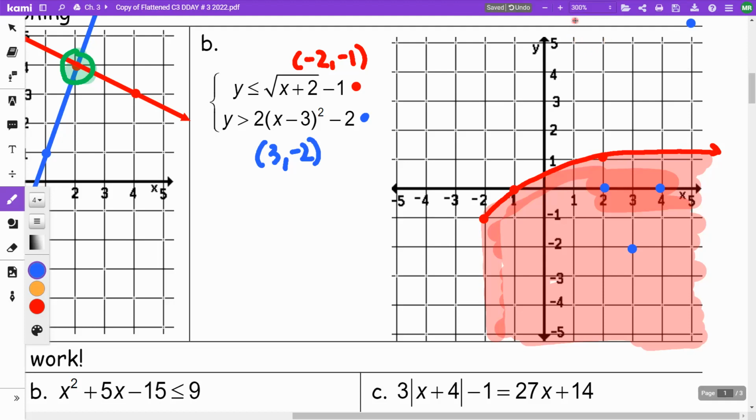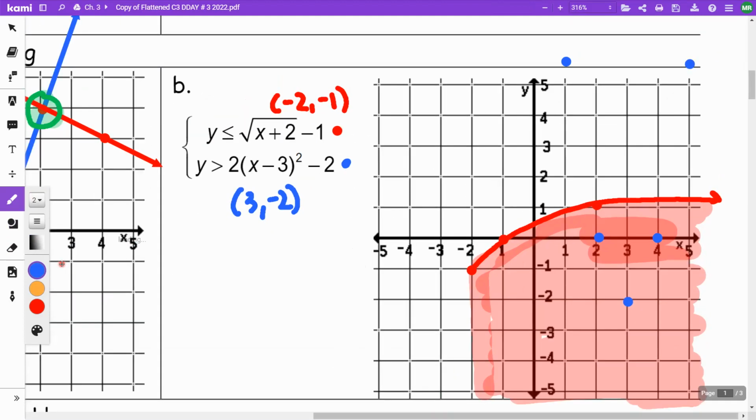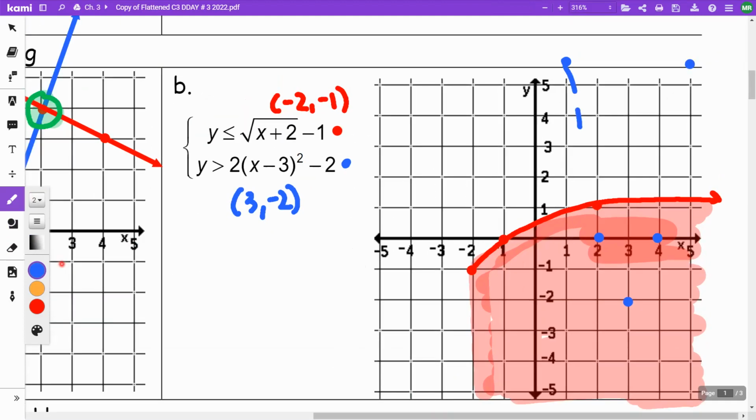Okay. Now this is going to be a dash because it says greater than, doesn't have an equal. So let me just come and get my dashed and let me draw it. I'm going to start again.